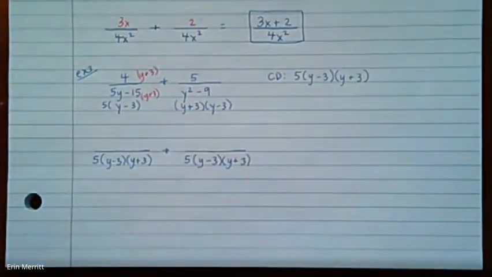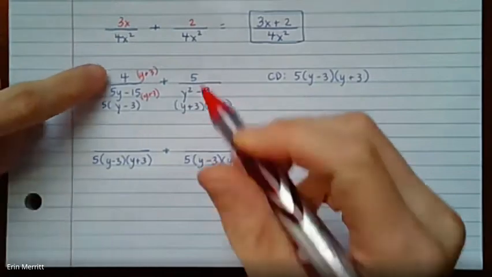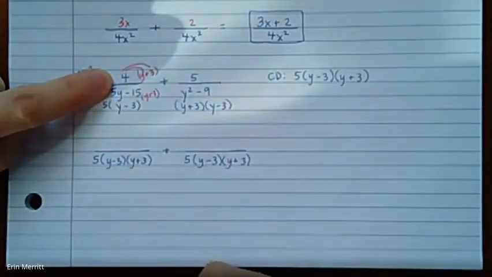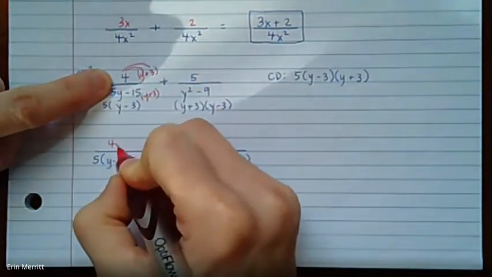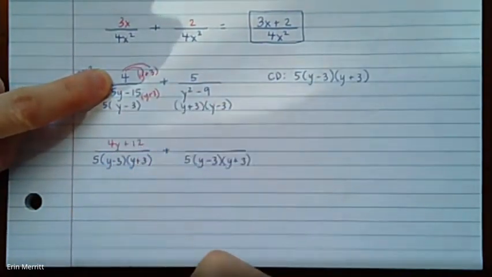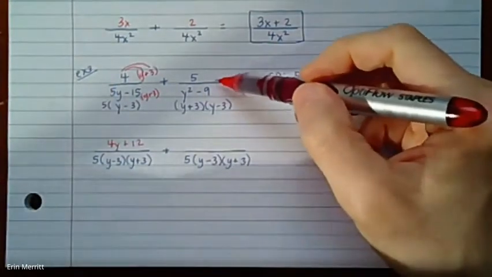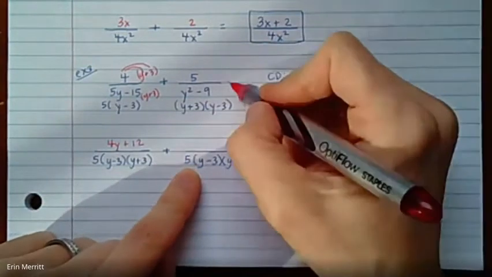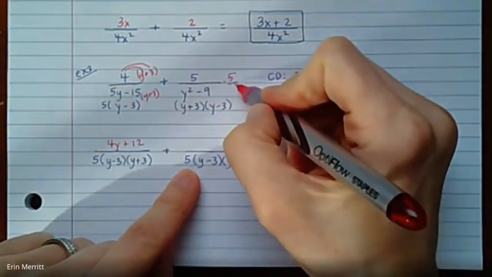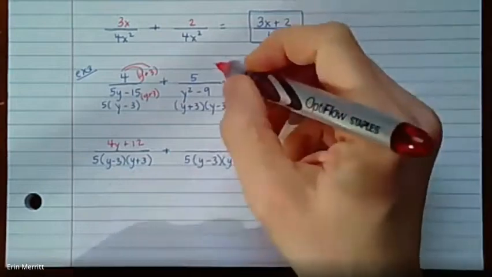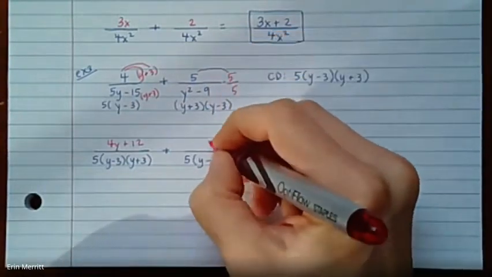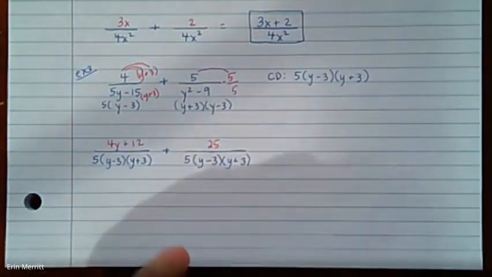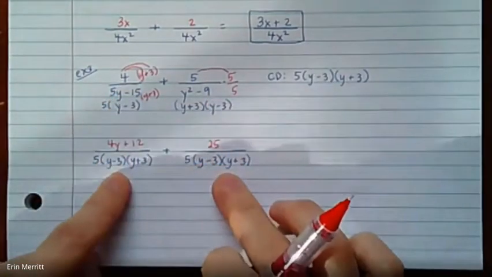So when I bring this down, this is going to be 4 times the y plus 3. Distribute it as you go. Make your life easy. So this becomes 4y plus 12 over here. The denominator already has the y plus 3, y minus 3. It's just missing the 5. So we're going to multiply top and bottom by just 5. So in the top, 5 times 5 is 25. In the bottom, now I have what I need. So there's the equivalent fractions, just now with the common denominator.